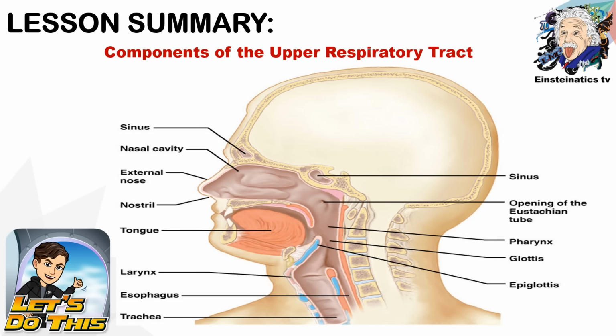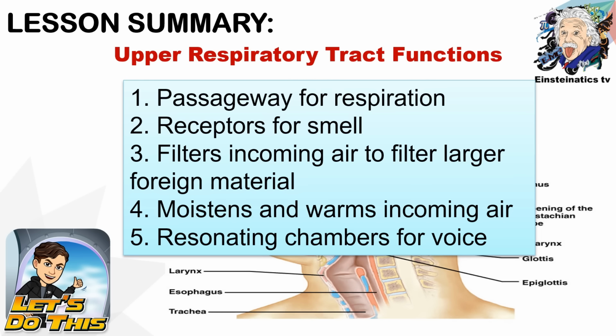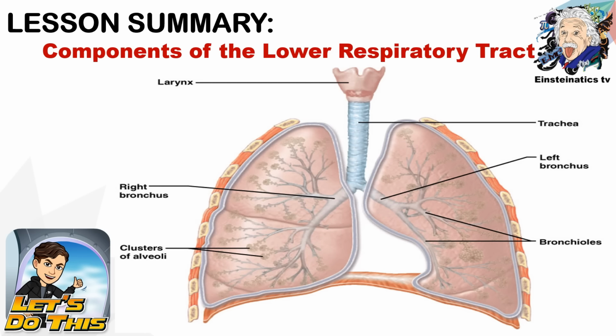Here are the components of the upper respiratory tract that we have discussed. Then, here are its functions. There are 5 major functions of the upper respiratory tract. First one is the passageway for respiration. In the upper respiratory tract, you can also locate the receptors for smell. It also filters incoming air to remove larger foreign materials. At the same time, it moistens and warms incoming air, and it also serves as resonating chambers for voice.